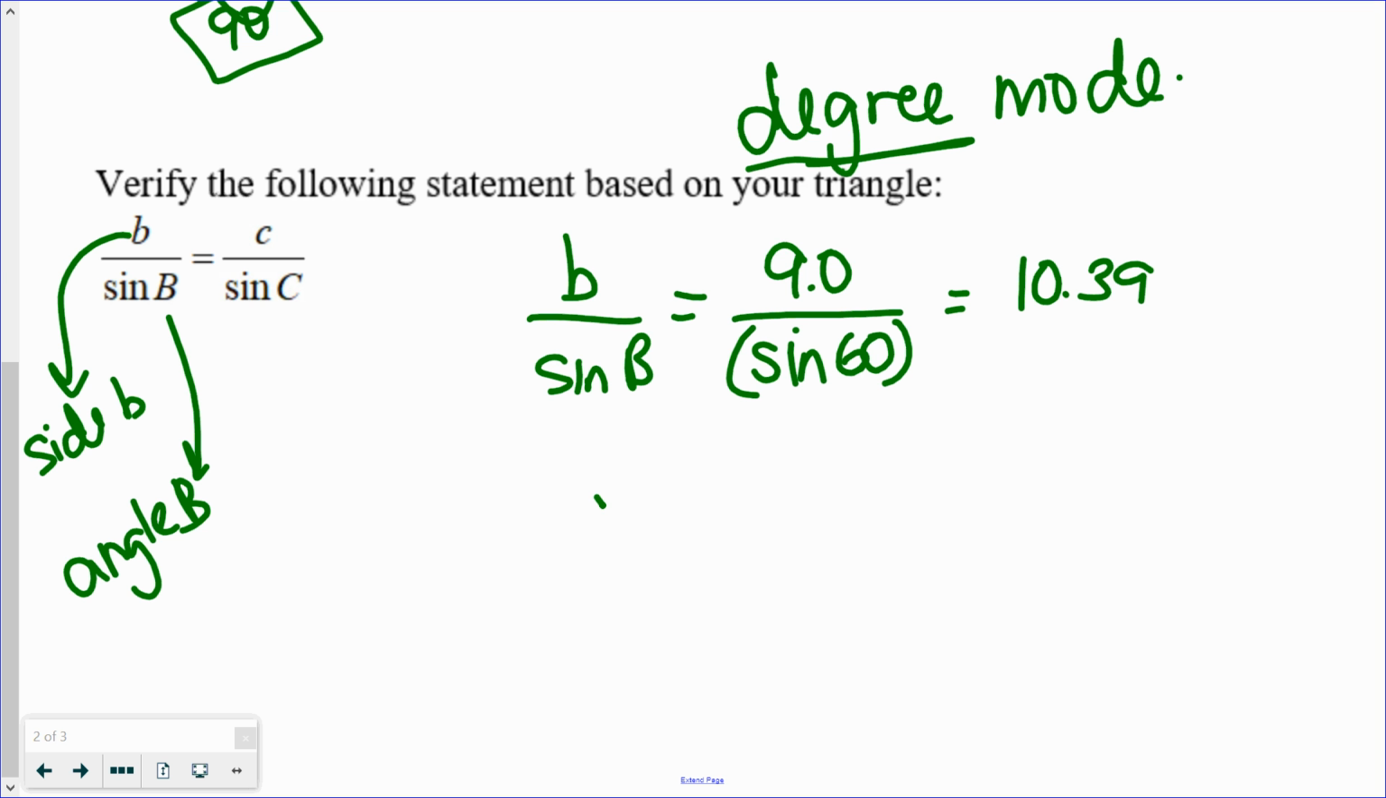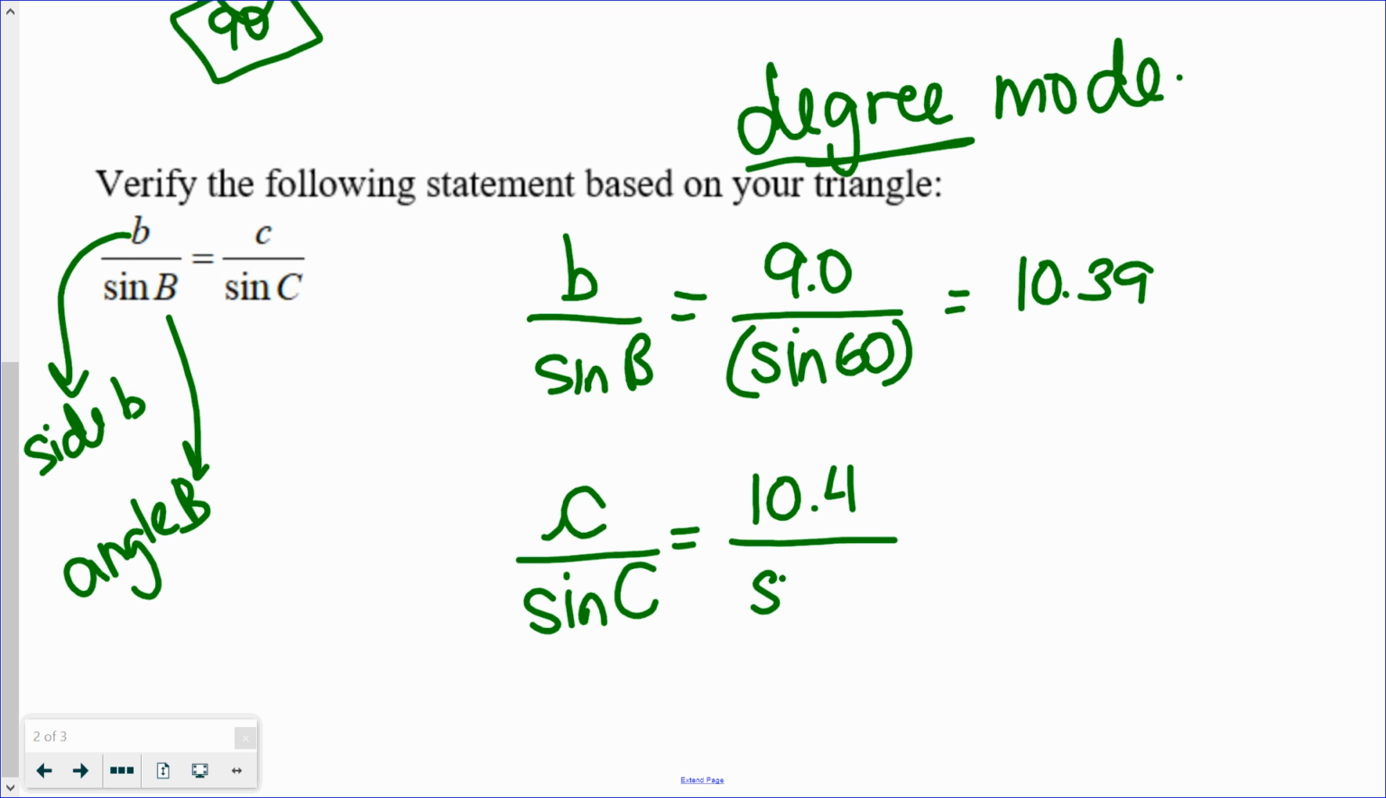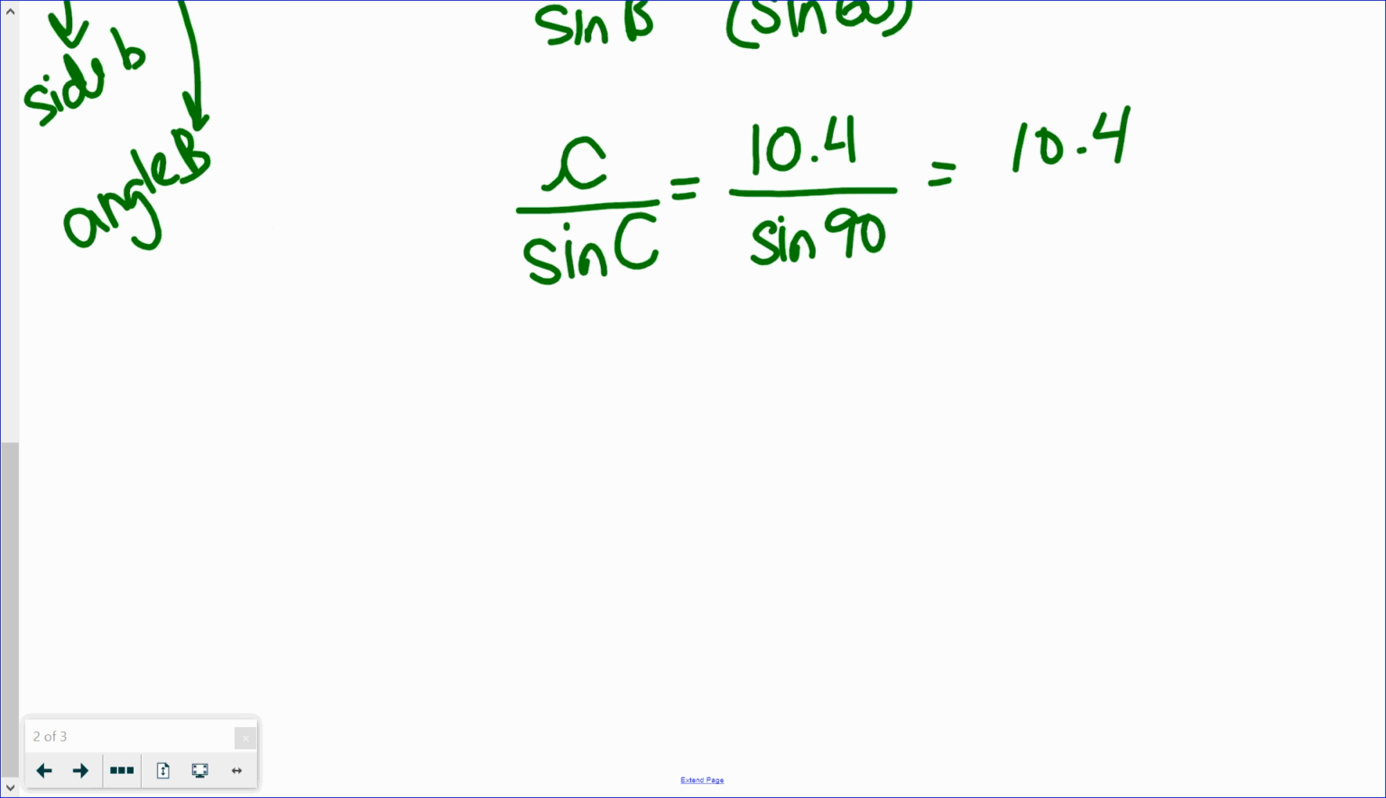And now if I go side length c divided by the sine of c. So you can see kind of in the font with this, this is a lowercase c, this is an uppercase c. I can't do that as easily writing, so I do my cursive. So side length c, if I look at that triangle, that was the longest side, that was the 10.4. And angle c was my 90-degree angle. So if I type that in, the sine of 90 is equal to 1, so I know this is going to be 10.4.